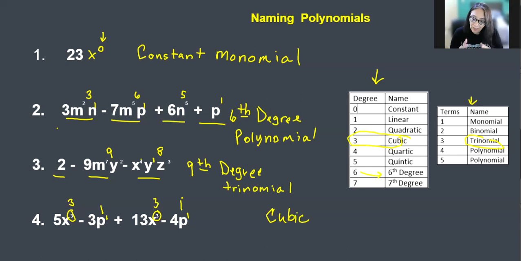If you have like terms to combine, you must combine them before you tell me the number of terms in the polynomial. I have 5x to the thirds and 13x to the thirds. That gives me 18x to the thirds. And then I got negative 3p and negative 4p. That gives me negative 7p. So in reality, this polynomial only has 2 terms. And if it only has 2 terms, it's a binomial.